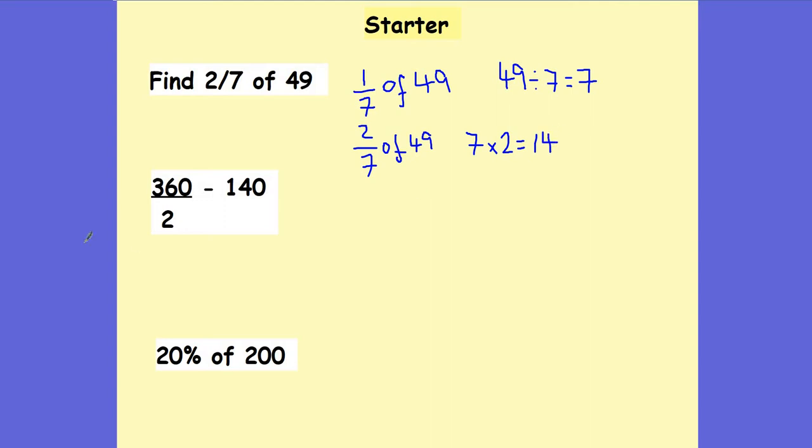My second question was 360 over 2 take away 140. Well, 360 divided by 2 gives me 180. 180 take away 140 gives me 40.